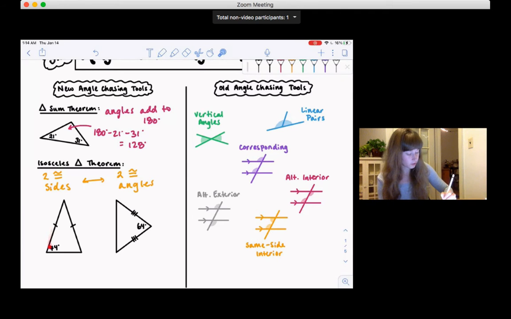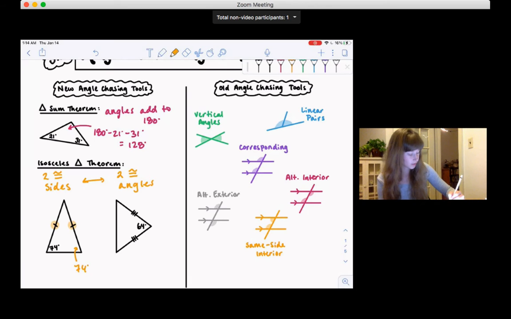Okay, so for this triangle, we see that we have two congruent sides. We know that from the tick marks. So that means that we're going to have two congruent angles. So this other angle down here, it's called a base angle, would also be 74 degrees.